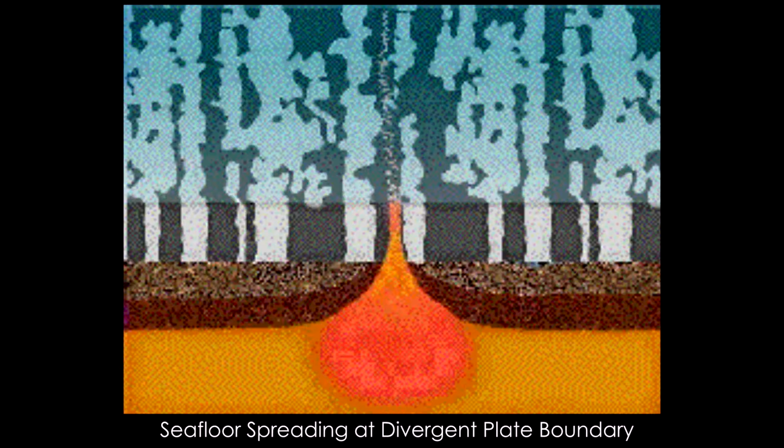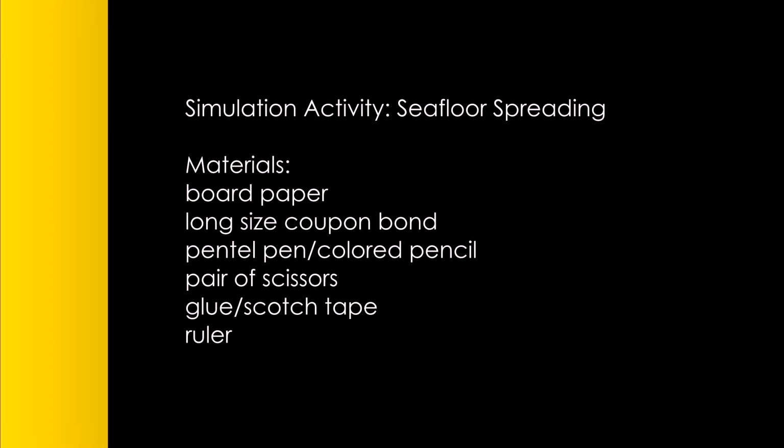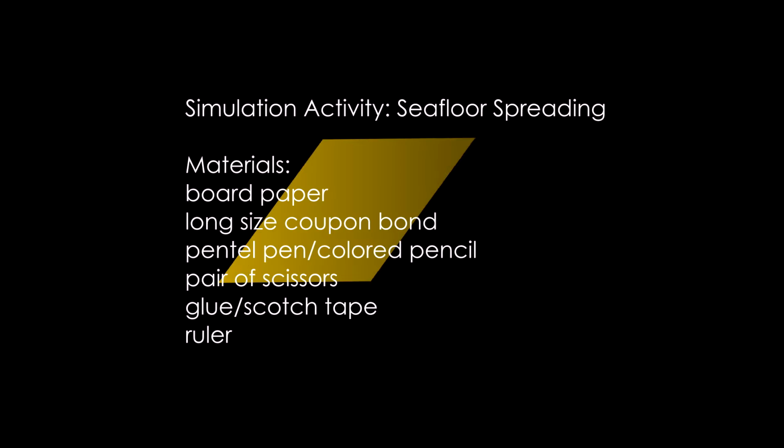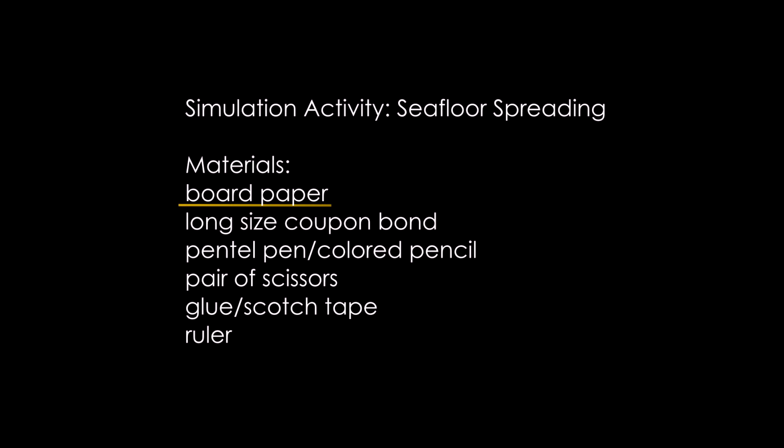In this activity, you will need the following materials: board paper, or you may make use of a paper folder, long-sized coupon bond, pentel pen or colored pencil, pair of scissors, paste or glue or scotch tape, and ruler. Please follow the procedure in the activity.